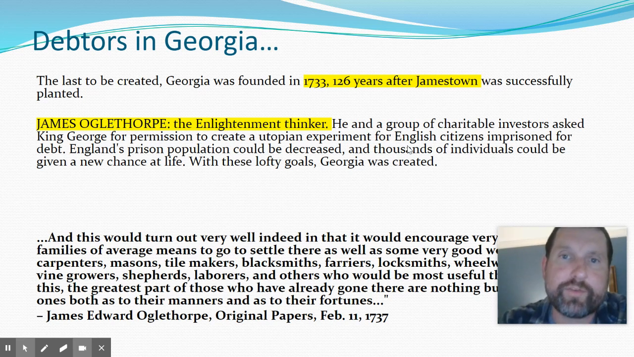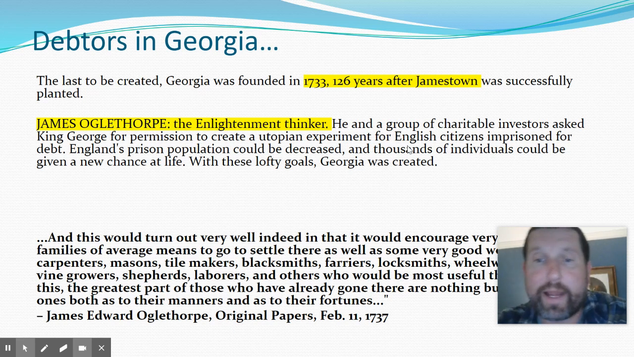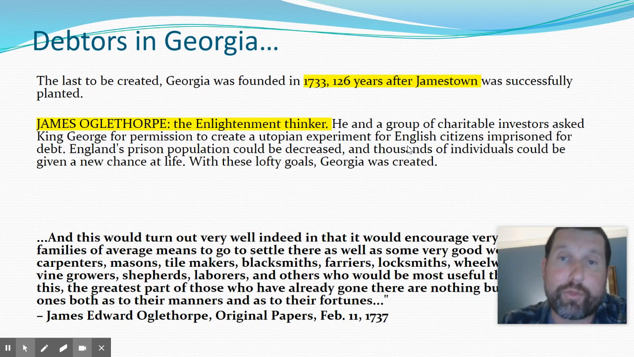So this is 1733. We're already towards the end of the time period here for the purposes of this lecture, but it was founded by James Oglethorpe, an Enlightenment era thinker. And the Enlightenment era, if you studied world history, you know what that is. But that is something we're going to talk about later on as well when we get into the foundations, the founding principles of American government. I do love to point out the quote at the bottom of the screen here, where James Oglethorpe goes on to say what Georgia is intended to be.